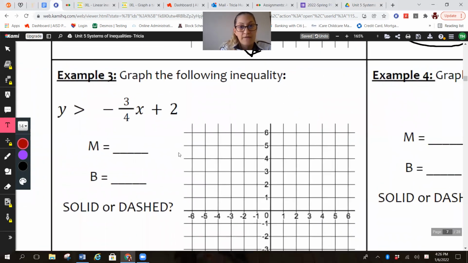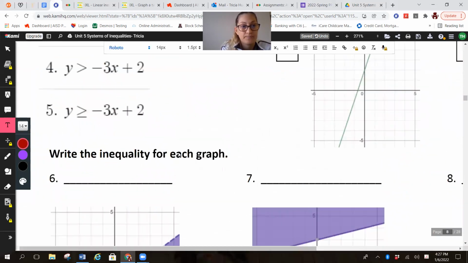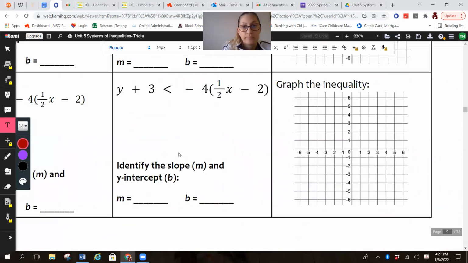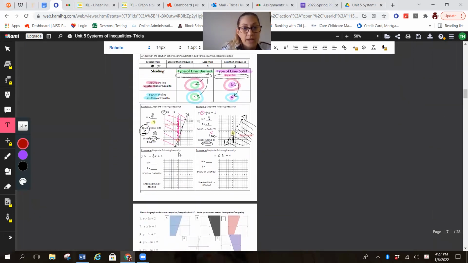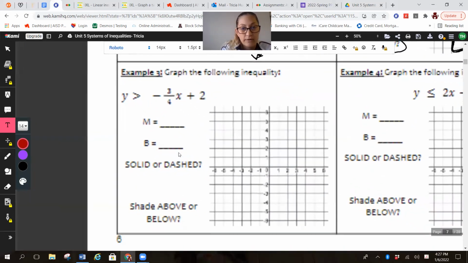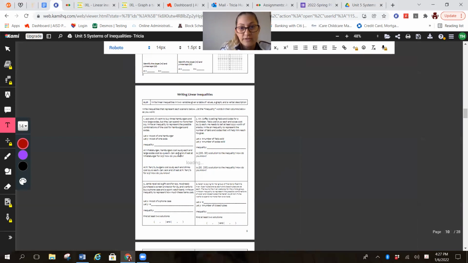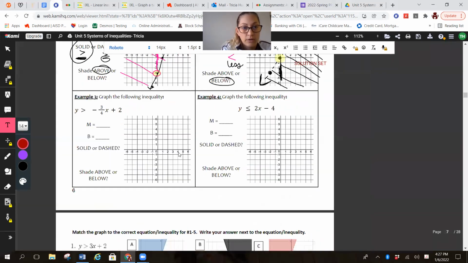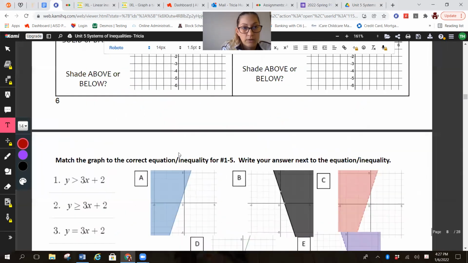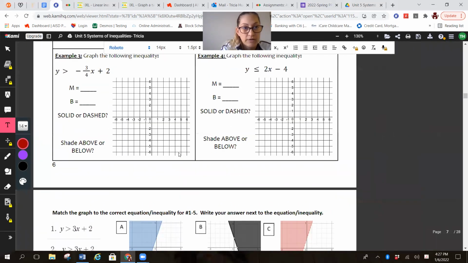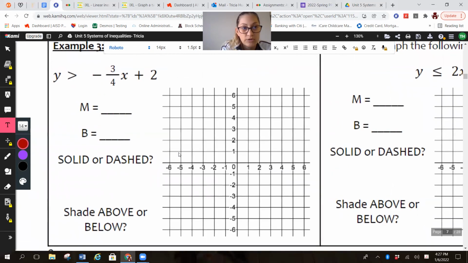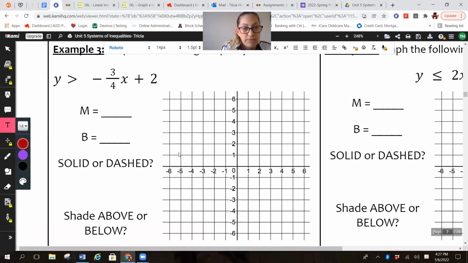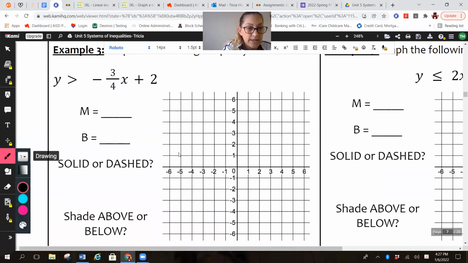Okay, graph the following inequality. Oopsies, stop doing that. Okay, stop. Come on now. I don't understand. It's not wanting to zoom in. Can y'all just do your job? There we go. Sorry about that delay.